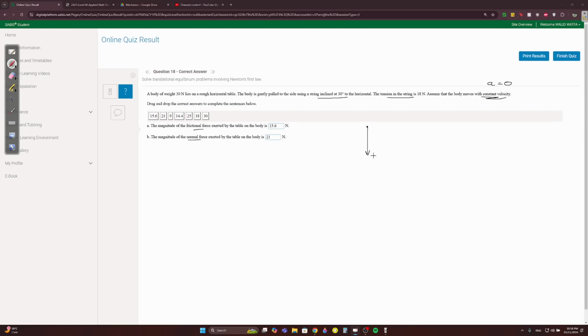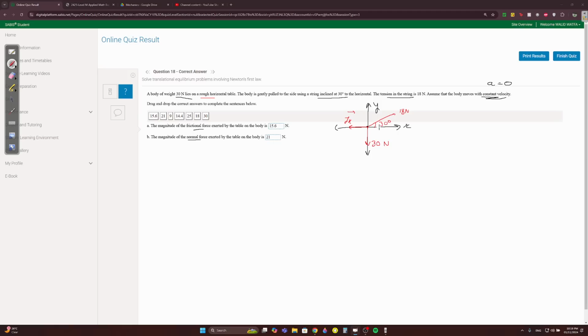What's the first thing? Weight, which they gave to us, 30. Actually, let me continue drawing the y-axis, then I'll draw the weight and then the x-axis, because you're going to need this for later. Always draw your y and x-axis. Now I draw my weight. It's going to be 30. That's my first force. What other force do I have? We know there's a string pulling to the side, inclined at 30 degrees, which is 18 newtons. They said it is on a rough horizontal table. It's rough, so there's Fk.